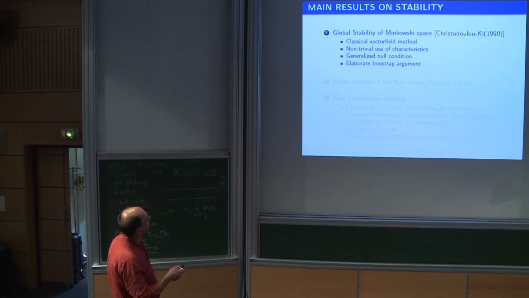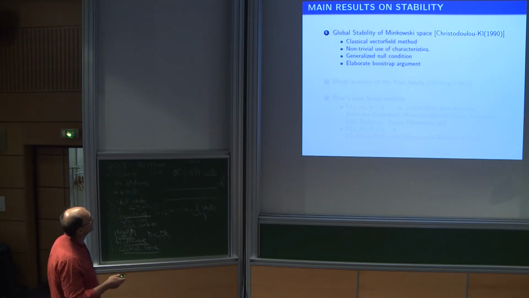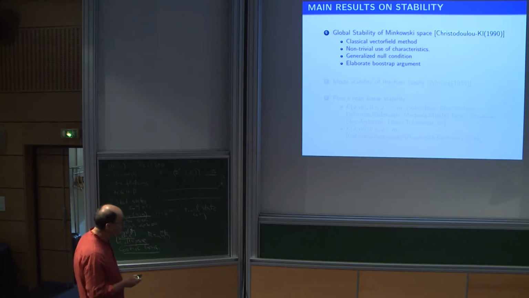So in other words, you use foliations based on null characteristics. Generalized null condition, which also played an important role, I mean a fundamental role actually, and some kind of very complicated bootstrap argument, which of course by now we all know we can do in many difficult problems.